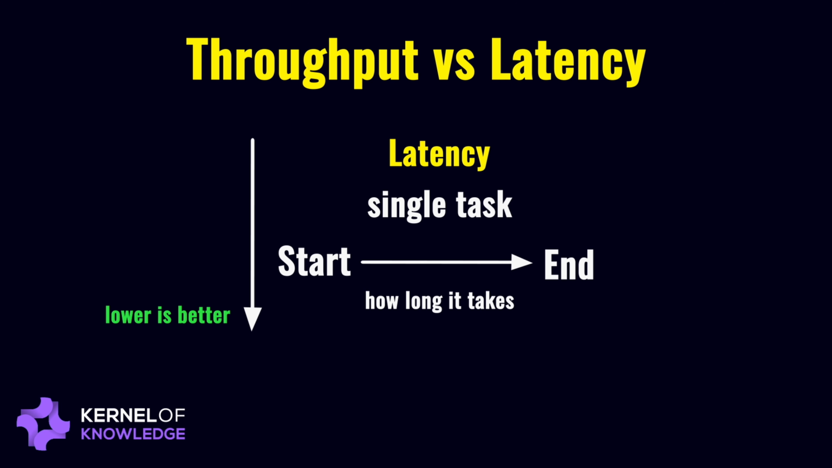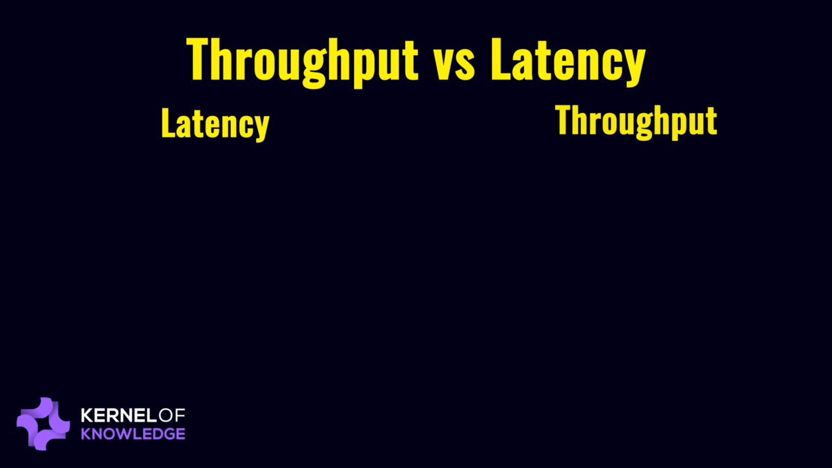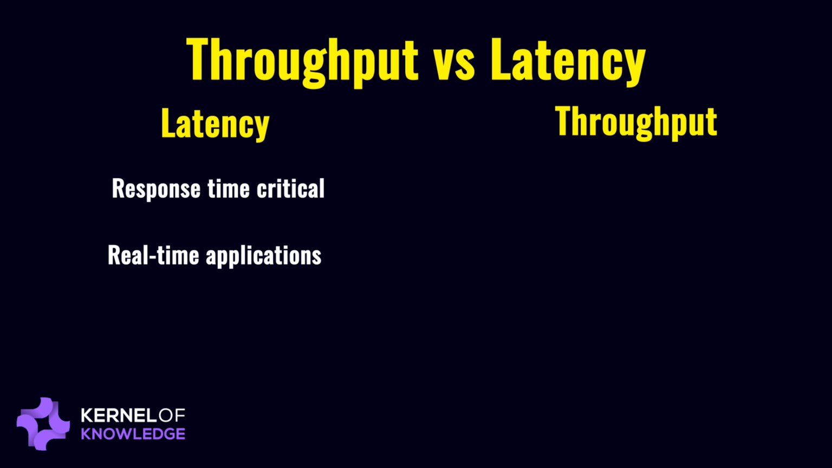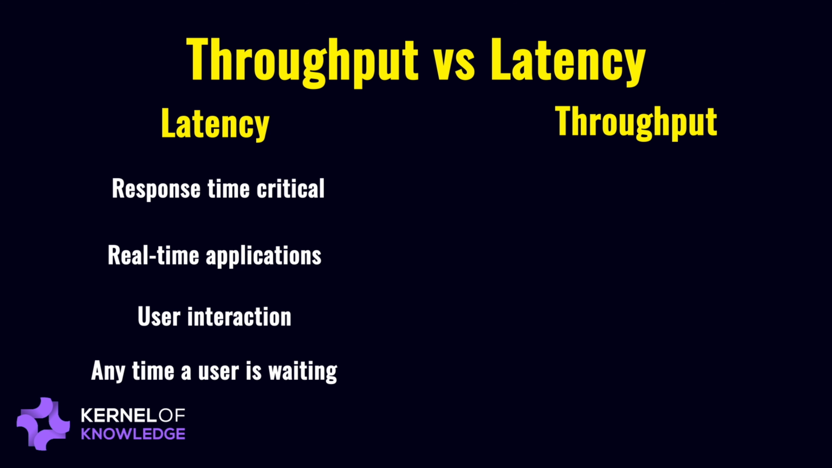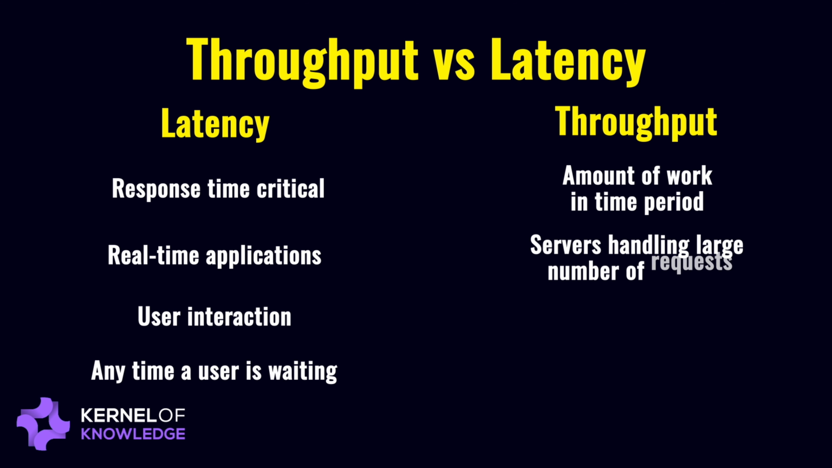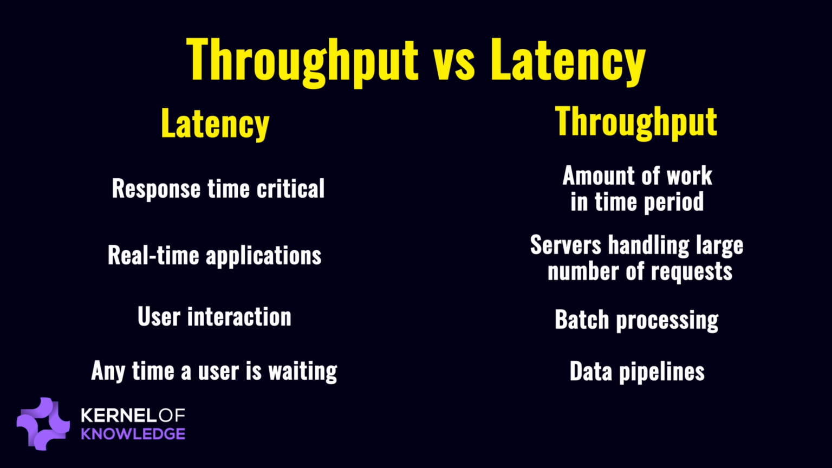So when do you want to measure latency or throughput? For latency, it's really crucial for systems where response time is critical. This might be real-time applications like gaming applications, user interactions, or basically any time a user is sat there waiting. That may be from a network request or when they've clicked a button on your website. For throughput, it's the amount of work in a time period. So this might be your server handling a large number of requests. It may be batch processing or maybe data pipelines. Ultimately, when you want to measure latency or throughput really depends on your system and what you're actually optimizing for.